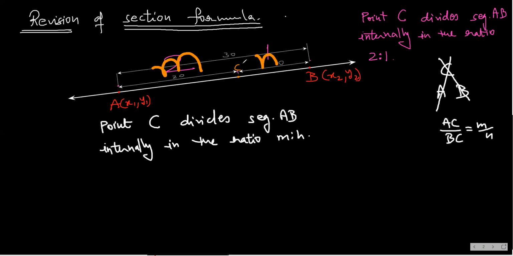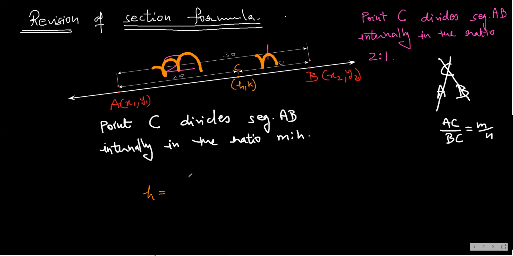So let me write the coordinates of C as h comma k. I do not know the coordinates of C, so I write that as h comma k. So what I repeat it once again. When I know the coordinates of A and B, and I know the ratio in which this point C is dividing segment AB, that is m is to n, I can find out the coordinates of point C, and this will be as follows.